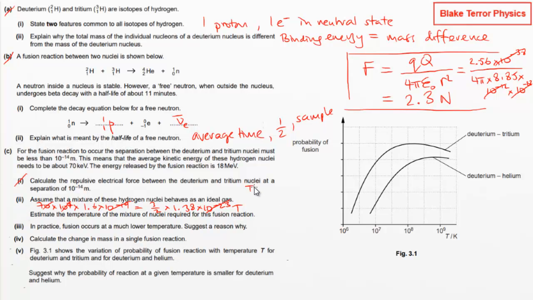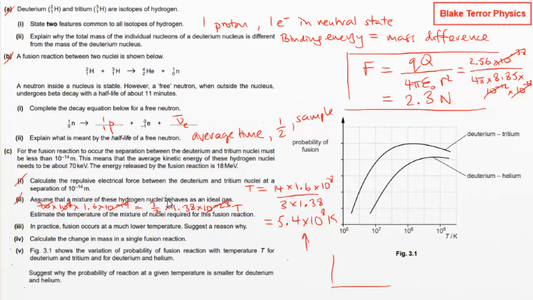So what we're left with, T is going to be 14 times 1.6 times 10 to the 8 divided by 3 times 1.38. Putting all of that in, we get 5.4 times 10 to the 8 Kelvin. In practice, fusion occurs at a much lower temperature. Suggest the reason why. Right, well, this is just the average energy for that temperature.